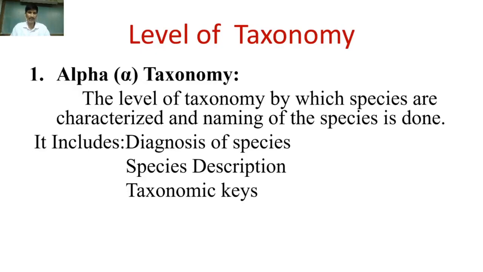The taxonomy levels, basically taxonomy has three levels. Which are the three levels? The very first level is the alpha taxonomy. The alpha taxonomy is the level of taxonomy by which the species are characterized and the naming of the species is carried out. That means in alpha taxonomy we do the characterization and naming of species, and it includes the diagnosis, species distribution, and the use of the taxonomic key for identification.